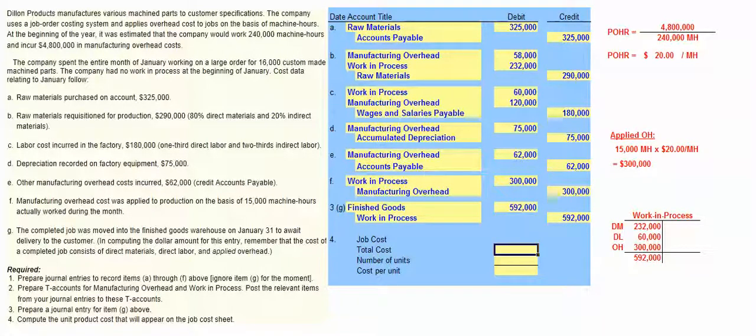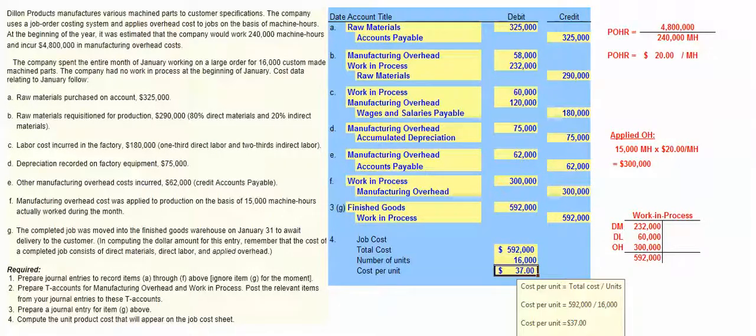Finally, we're asked to calculate the total cost per unit for this job. We'll start off by taking our total cost for the job, which we just calculated as $592,000, and dividing it by the number of units. And we were told in the problem that we had 16,000 machine parts or units in this job. So 592,000 divided by 16,000 gives us a cost per unit of $37.